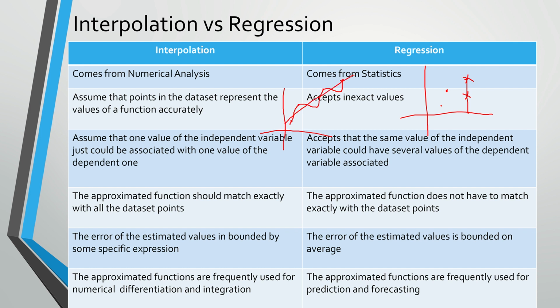You can fit this by a straight line as well. You can fit this by something like that. You can fit it by some exponential function and so on. ठीक है, इसके लिए हर एक पॉइंट से पास होना ज़रूरी नहीं है, जबकि इंटरपोलेशन के लिए वहाँ से पास होना ज़रूरी होता है.